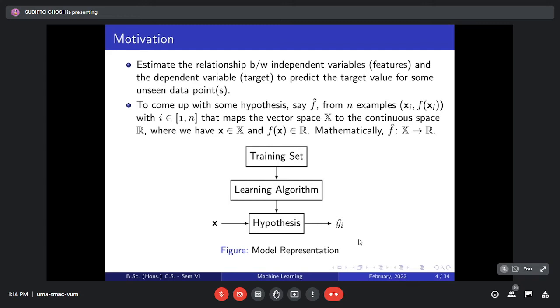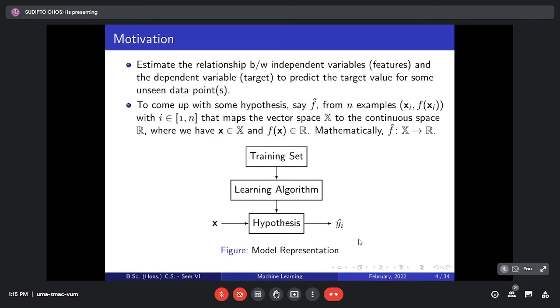It can take any real value. So we have to come up with a function that takes all the features. It can be one feature, it can be two features, it can be three features. When we have more than one feature, for each training record we have a vector of features, right? That vector of features will lie in the feature vector space X. So we have to map that entire feature vector for each such training example to some particular real value.